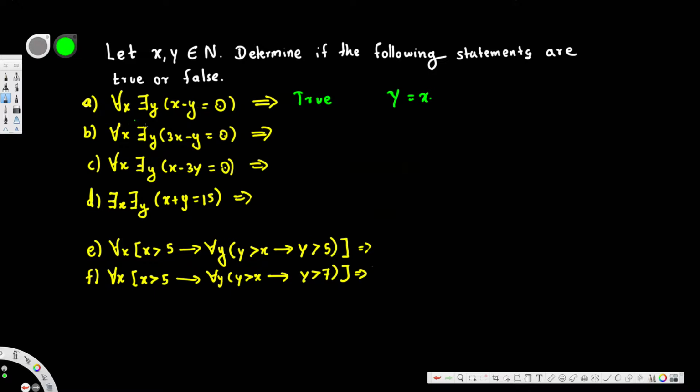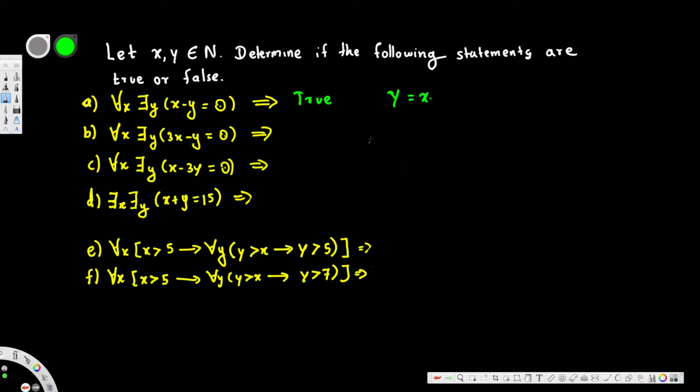Now let's look at the second statement. For all x there exists a y such that 3x minus y is equal to 0. For example, let's say x is equal to 2. So 3 times 2 is 6. There exists a y, if you subtract 6, that's going to be 0. Another example, if x is 7, 3 times 7 is 21, and there exists a y, 21, that makes it equal to 0.